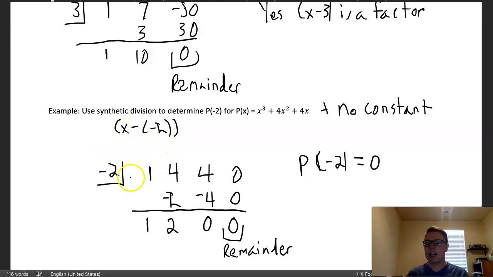All right, folks, that is the basics of synthetic division. Go ahead and try the homework.